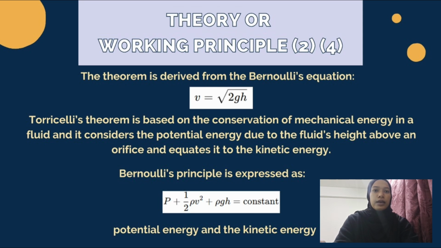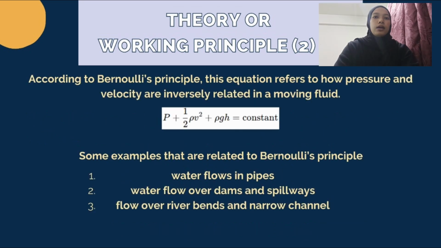We can take the bottom of a big tank as an example for this situation. According to Bernoulli's principle, this equation refers to how pressure and velocity are inversely related in a moving fluid. In a simplified explanation, imagine a fluid is moving through a pipe with different diameters. When the pipe narrows, the fluid has to flow faster to maintain the same flow rate. However, since the total energy in the fluid must remain constant along the streamline, kinetic energy must increase.